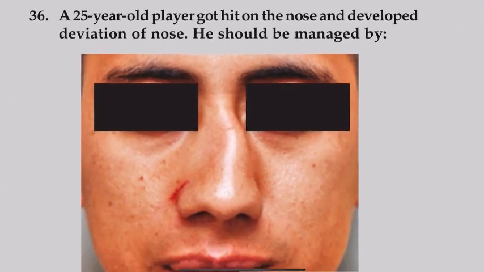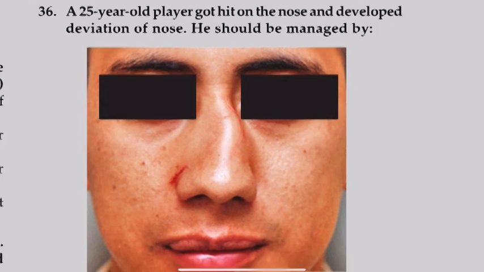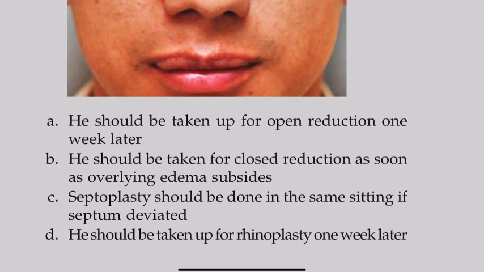A 25-year-old player got hit on the nose and developed deviation of the nose. As you can see, there is deviation. It should be taken up for closed reduction, as well as overlying. Yes, we have already said this is the right answer.